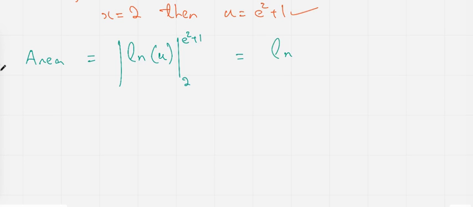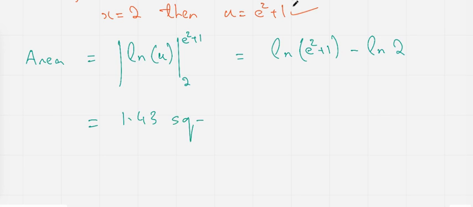Now apply your limits. It's going to be ln of e squared plus 1 minus ln of 2. You can either leave your answer here in square units, or write your answer in decimals. If they specially mention in the question to write your answer up to 2 decimal places or a few significant figures, then you have to use your calculator. If I use my calculator now, I'm getting the answer 1.43 and so on. I just stop my answer at 2 decimal places, in other words, 3 significant figures. This is my answer. So that's how we do it.